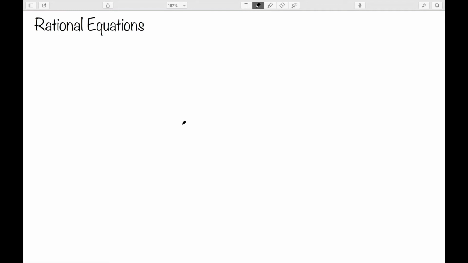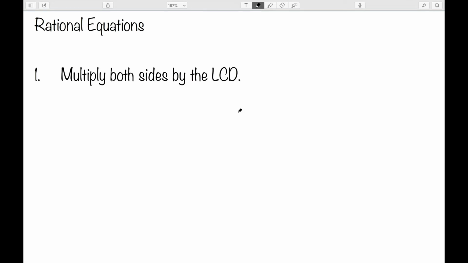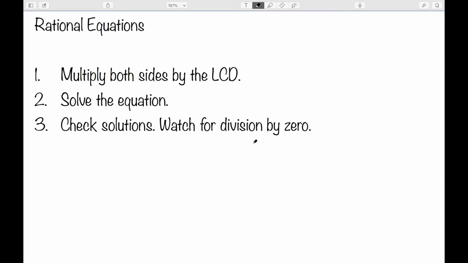In this video, I want to look at how to solve rational equations, so equations with rational expressions in them. The first step to solving a rational equation is to multiply both sides of the equation by the least common denominator. This will clear out the fractions. We can then solve the simplified equation. And finally, we can check our solutions, and we need to be watching for division by 0.